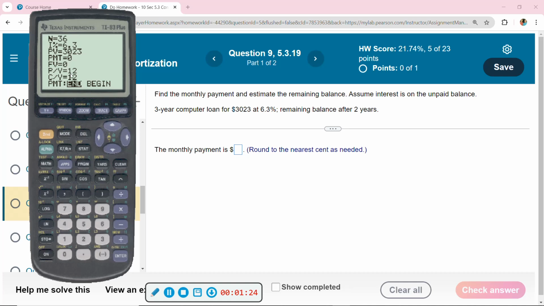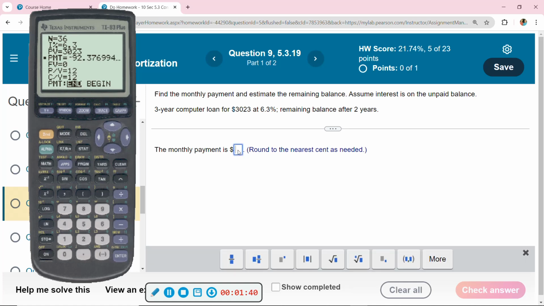And there's 12 payments per year, and interest is being compounded 12 times a year. These two numbers will always agree. Alpha, enter or solve. So the monthly payment, notice how it says negative, but we don't enter it as negative. That just means you're paying it. That's what the calculator does. $92.38. Okay.